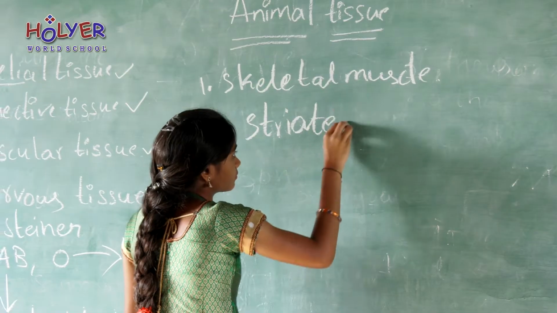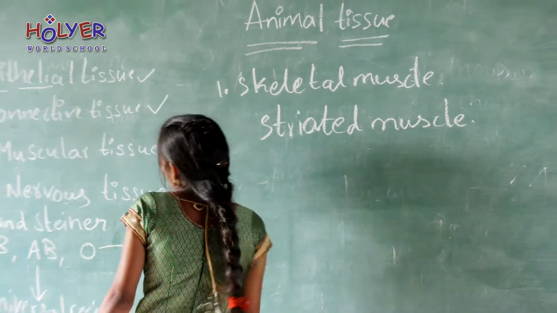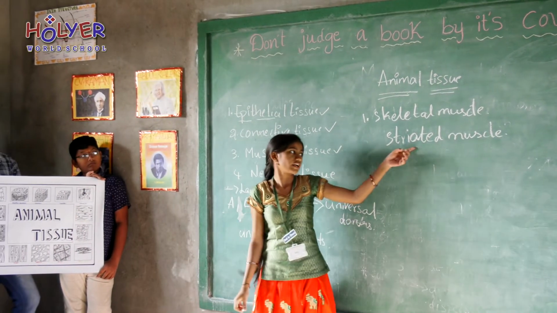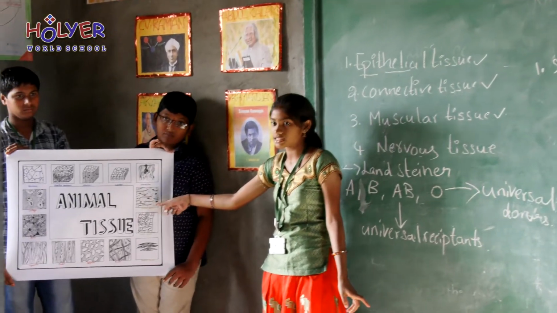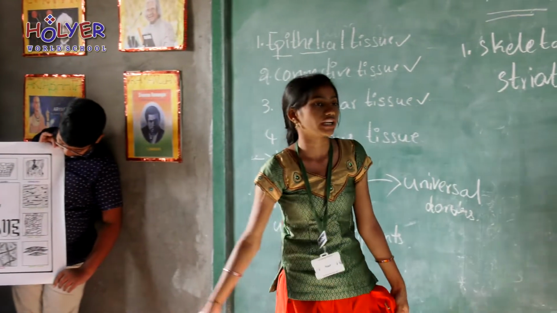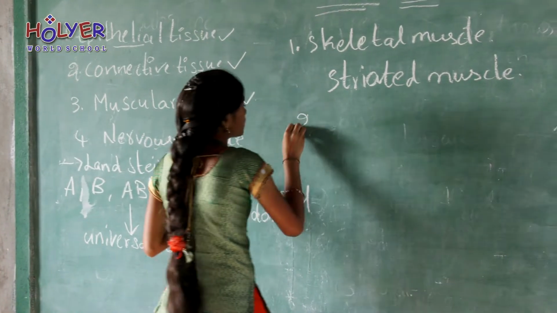Here, this is the structure. It is known as a striated muscle because there are striations like these present in these muscles, and these are multinucleated and voluntary. And coming to the second type, smooth muscle.